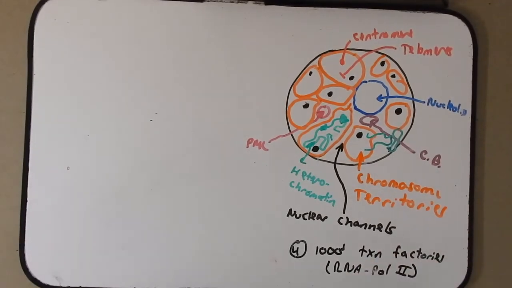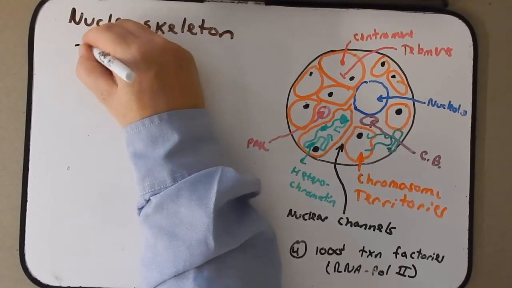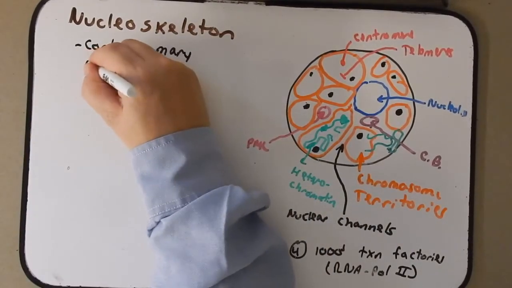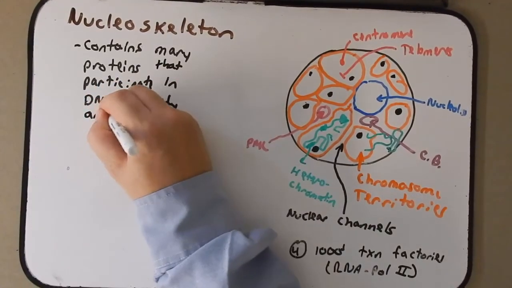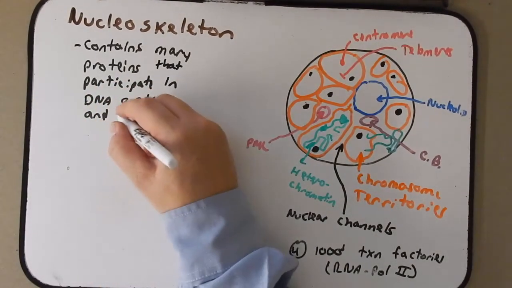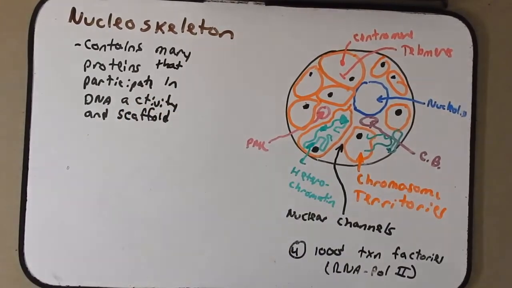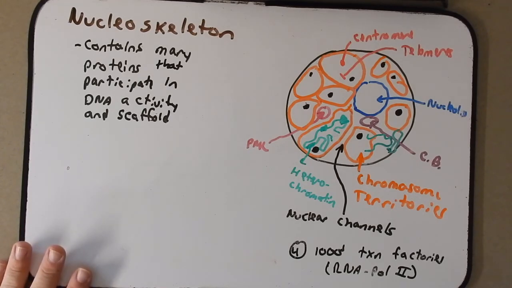Okay, the next thing I want to talk about is the nucleoskeleton. The nucleoskeleton contains many fibrous proteins that participate in DNA activity and packaging, and can serve as a scaffold to hold that DNA in the right proper places. Okay, I'm going to erase this picture over here because I need to draw some features of the nucleoskeleton, and I think it'll get too messy if I keep on this one figure.